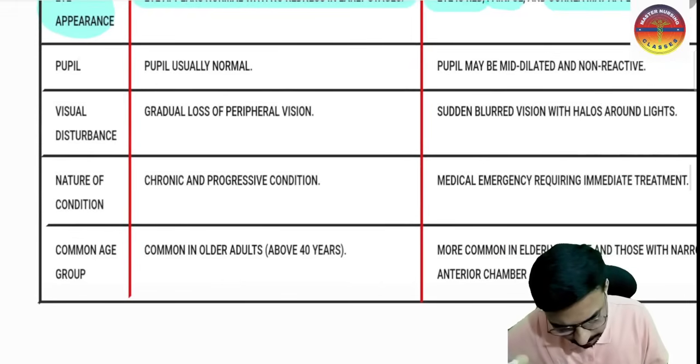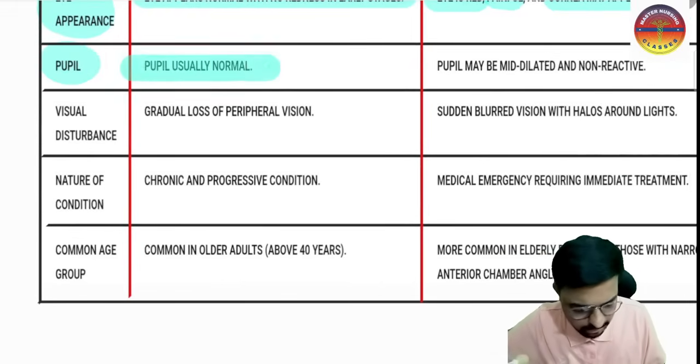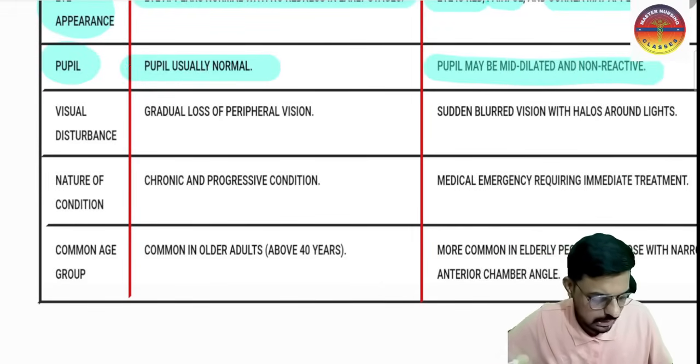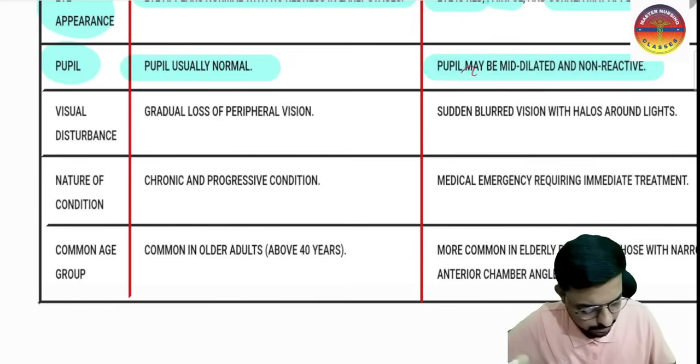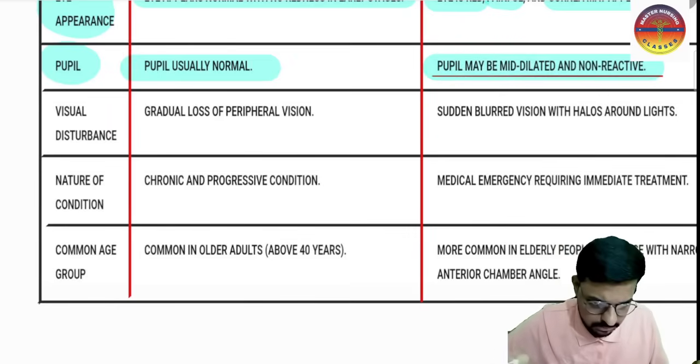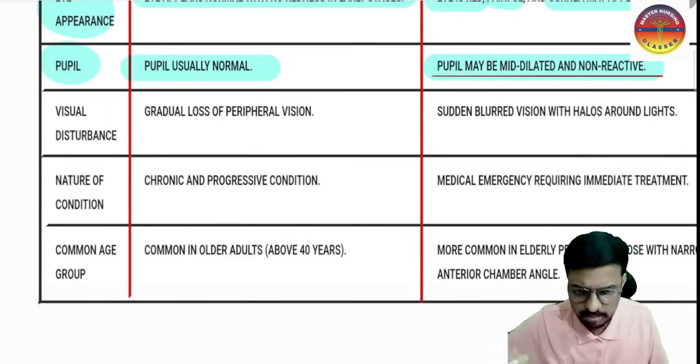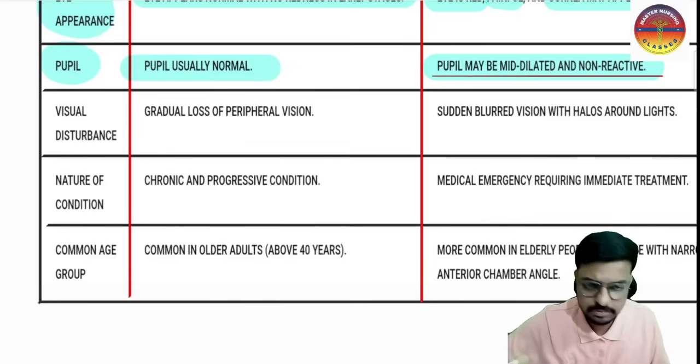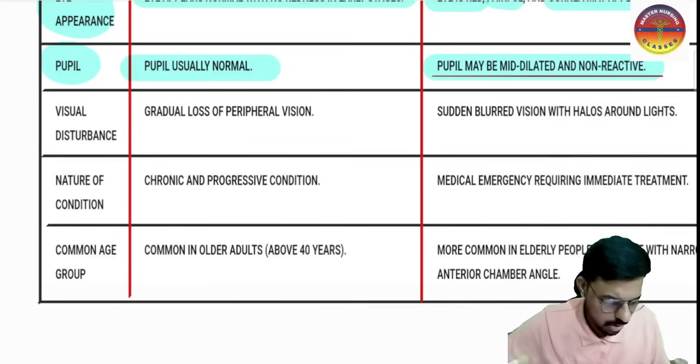And we have the pupil. The pupil is usually normal in open angle. Here the pupils are completely dilated. Because of the dilation of the pupil, there is blockage of the angle. The angle is blocked, which means the drainage of the aqueous humor will not happen. Okay, so pupils may be mid-dilated and non-reactive.